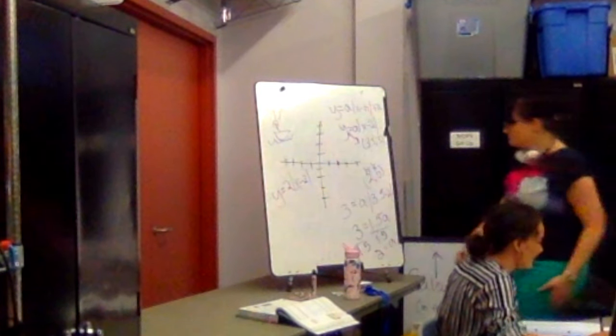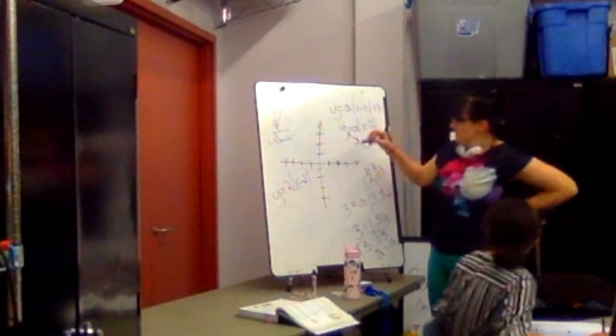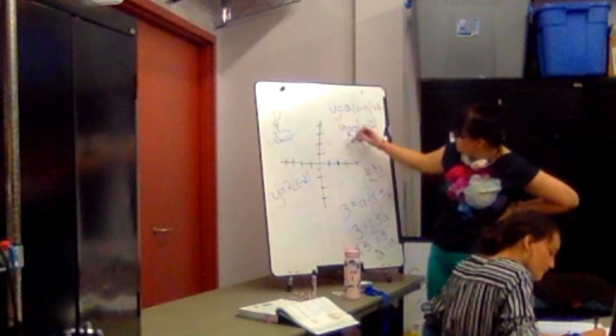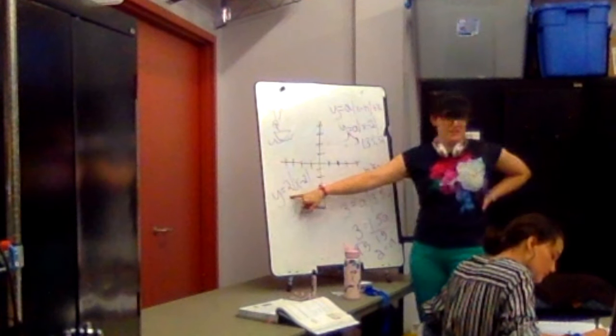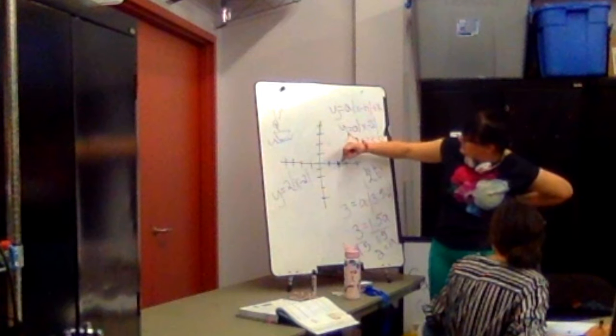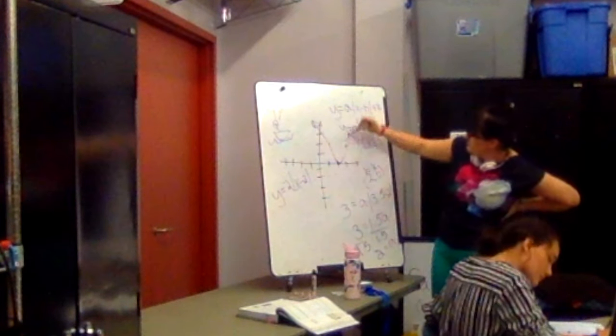Yay. Okay. So, move over 1 and up 2. Over 1 and up 2 to graph because I know that my vertical stretch is 2. And then I just graph like this. And that's it.